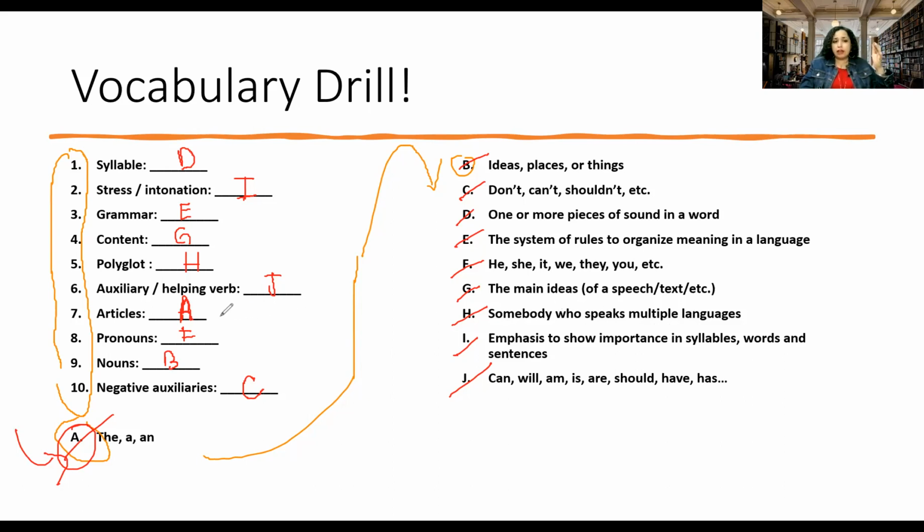Articles like the, a, and. Pronouns: he, she, it, we, they, you, etc. Nouns: ideas, places, or things. And negative auxiliaries, which I think is the easiest one, like don't, can't, shouldn't, etc.